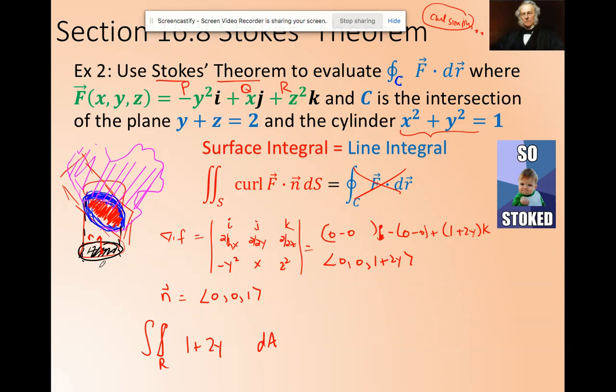Since I am dealing with this circular region here, I am not going to turn dA into dx dy or dy dx. What are you going to do? Polars, baby. I am going all the way around, so theta goes from 0 to 2 pi. And my radius was 1.